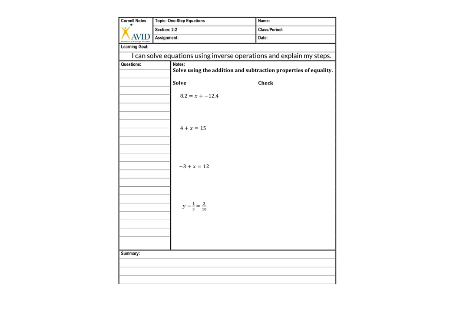Hi everybody, welcome to Unit 3 where we are going to work on solving equations. So today we are going to solve equations using inverse operations and you will be able to explain your steps.